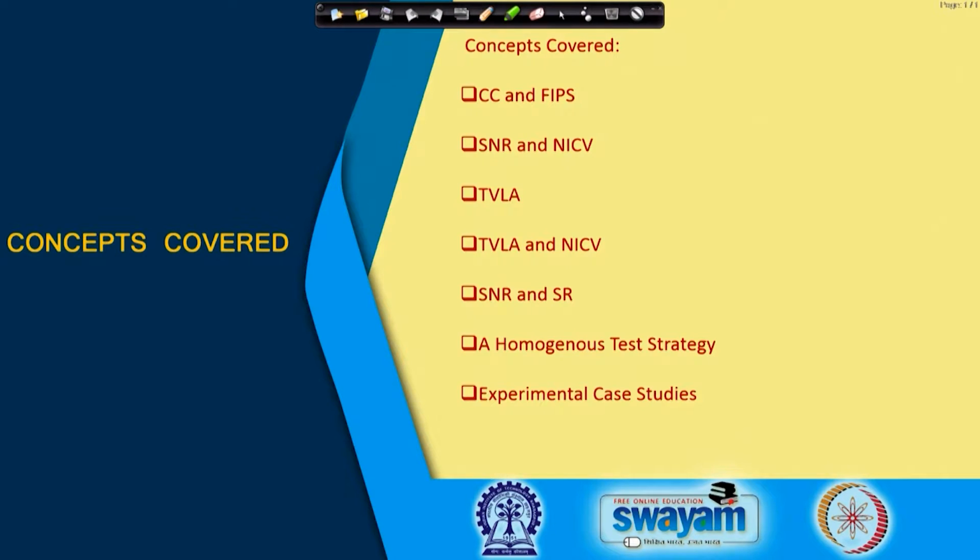Our objective will be to develop a homogeneous test strategy, trying to combine both CC as well as FIPS and get the best of both. We shall look into a few interrelationships, like within TVLA and NICV, between SNR and SR, and finally conclude with some experimental case studies to see how we can apply this test strategy.